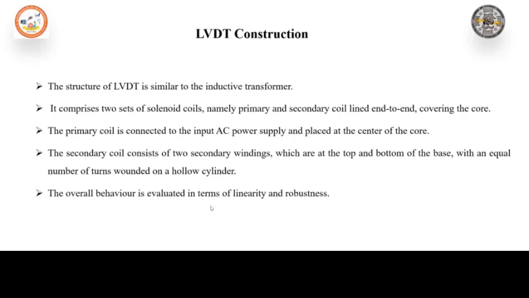The secondary coil consists of two secondary windings which are at the top and bottom of the base, with an equal number of turns wound on a hollow cylinder. The overall behavior is evaluated in terms of linearity and robustness. This is about the LVDT, and it is very important from the exam point of view.